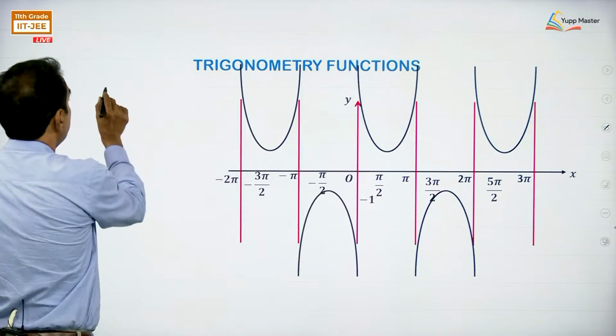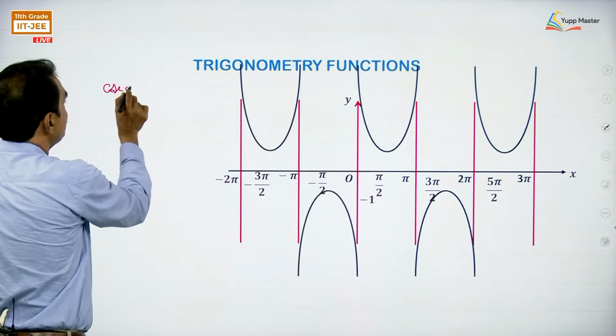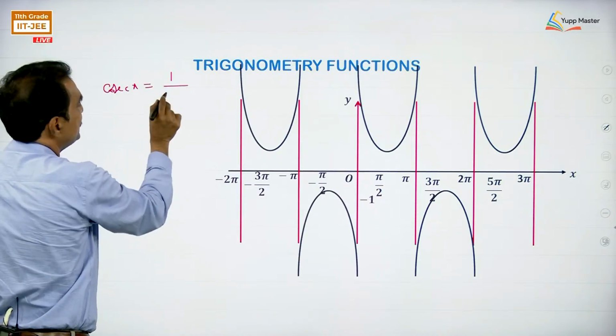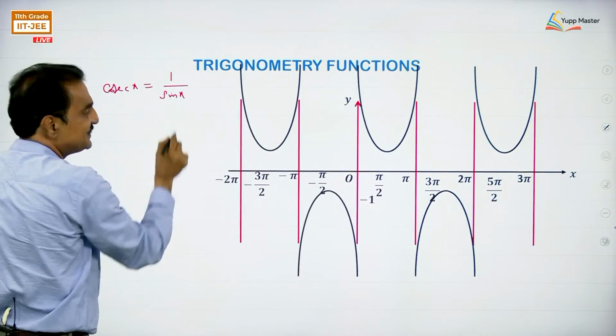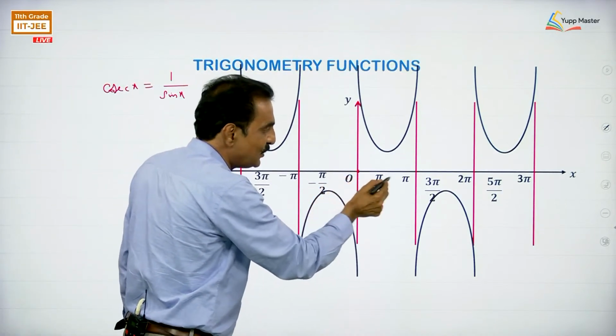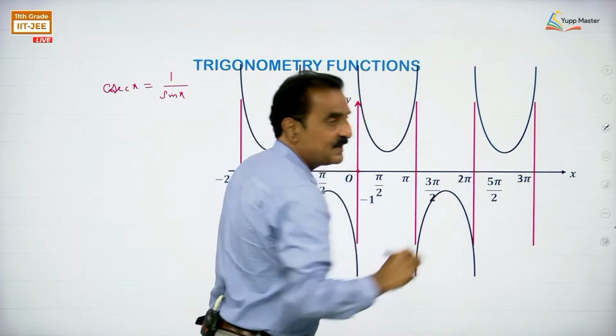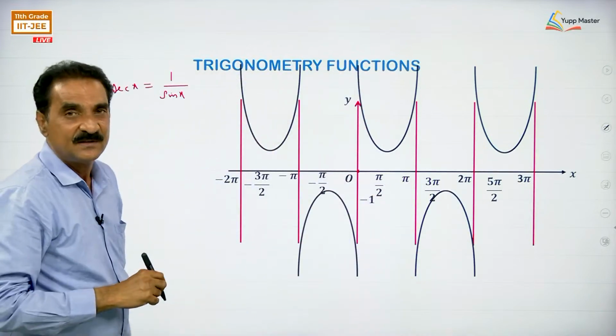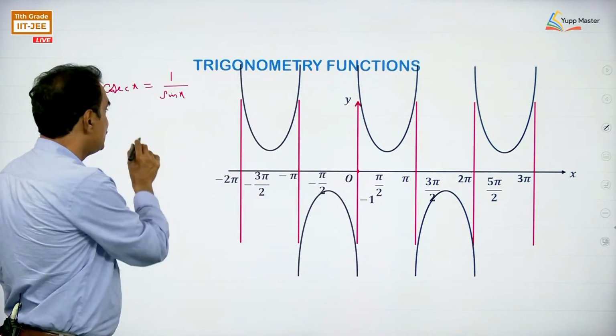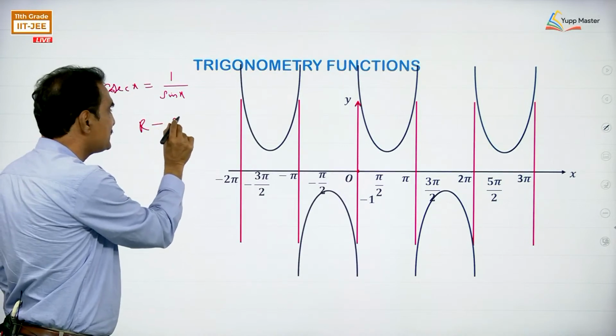And cosecant x is 1 by sin x. It is not defined when sin x is 0. Sin x is 0 means 0, pi, 2 pi, 3 pi. At every multiple of pi, cosecant x is not defined. So, its domain is R minus n pi.